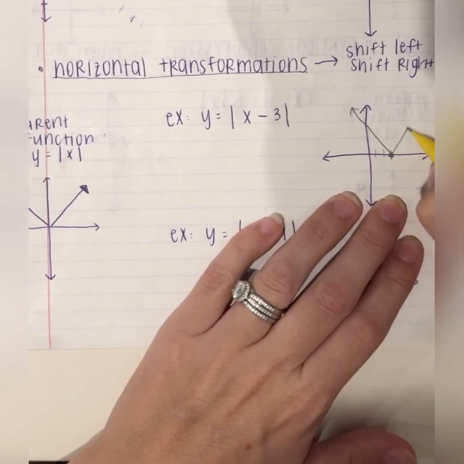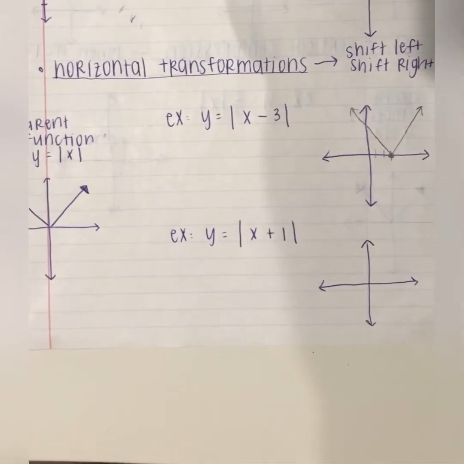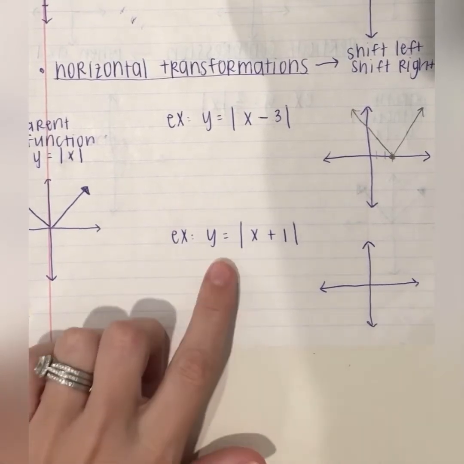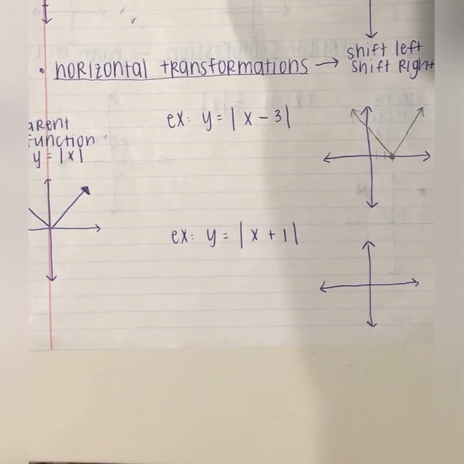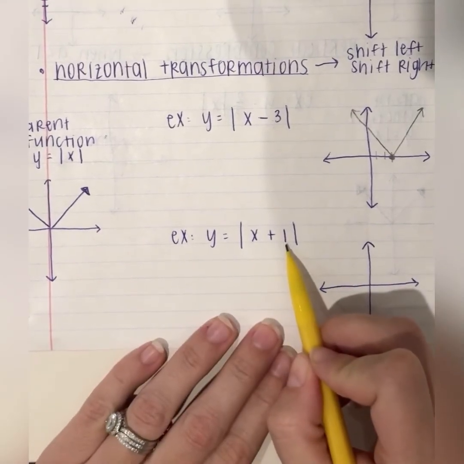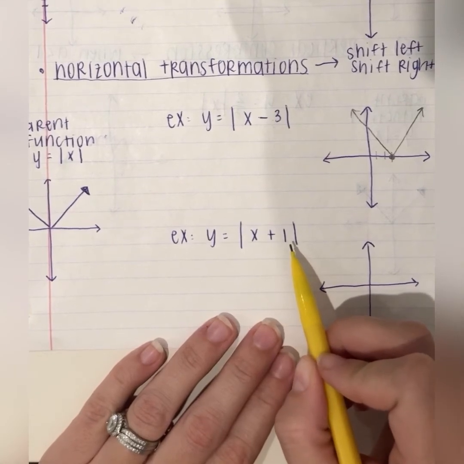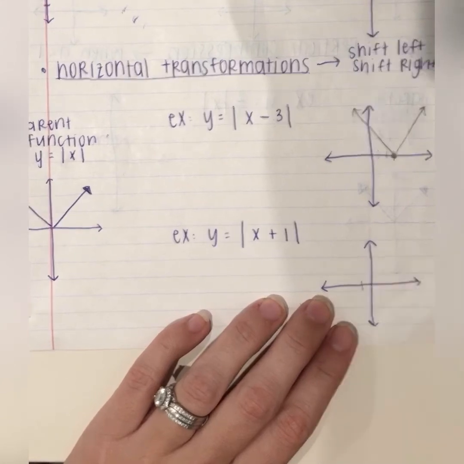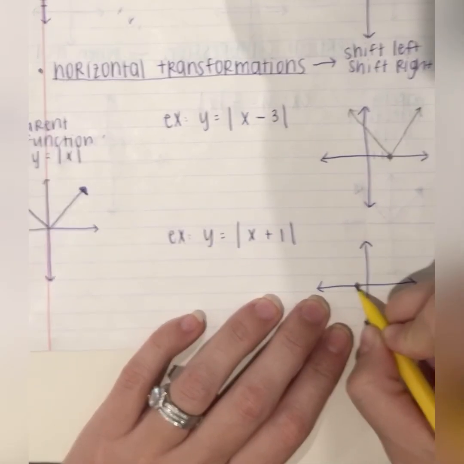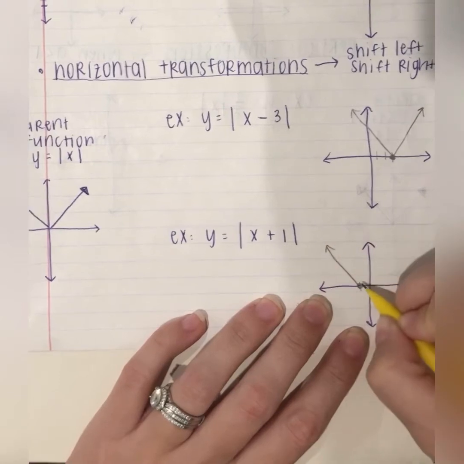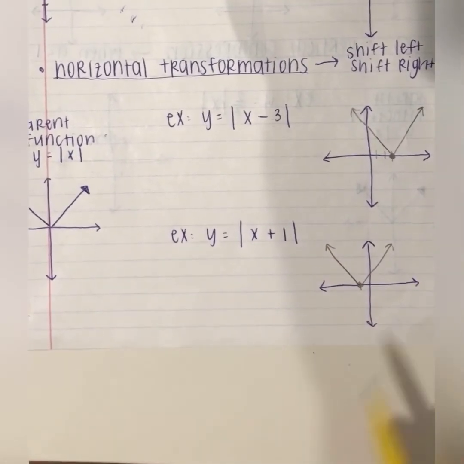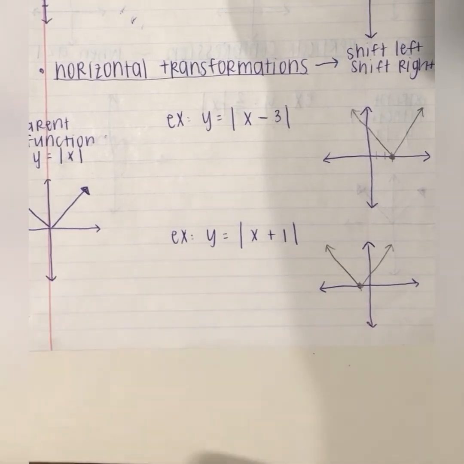And then we would have our function. Okay, same with this function down here, y equals the absolute value of x plus 1. We're going to shift it horizontally to the left 1 unit. And that's where we put our vertex. And there is our function, okay? Shifted left 1 unit from our parent function.